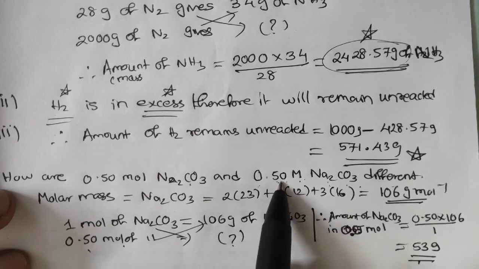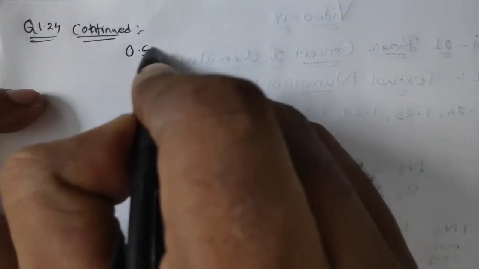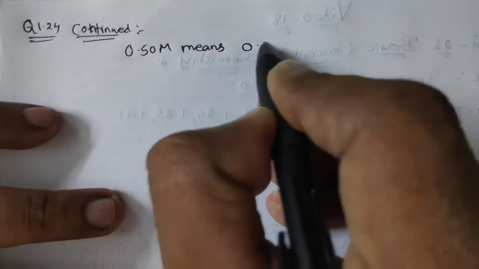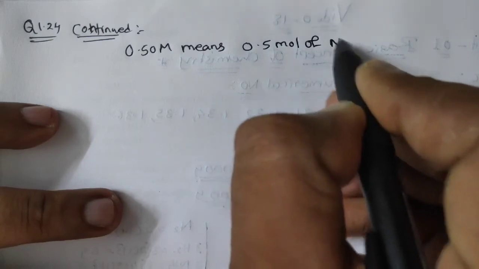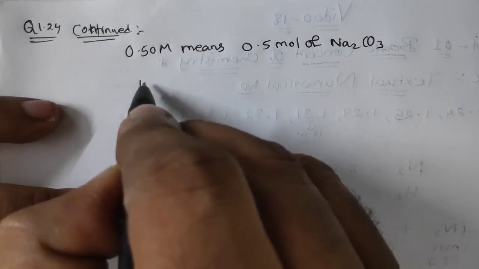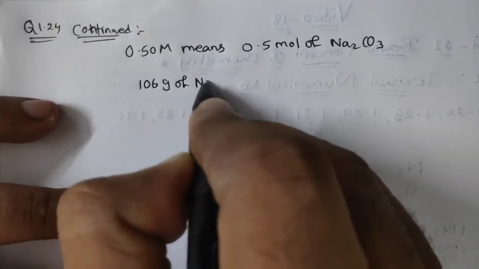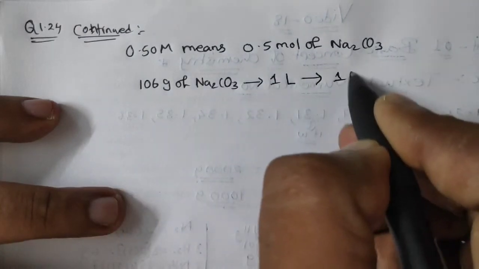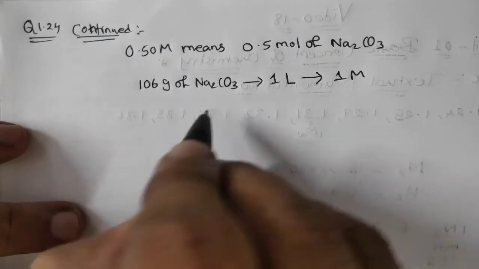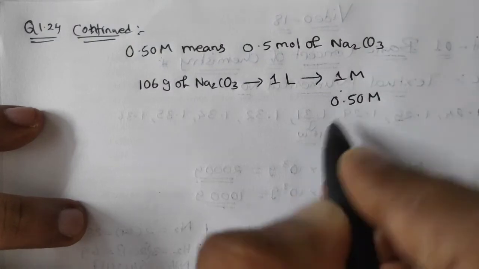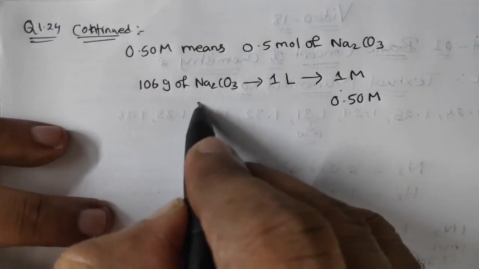Okay, now we are going to talk about 0.5 molar. When we talk about 0.50 molar, we can write 0.5 mole of Na2CO3. Understood? Or simply, if 106 gram of Na2CO3, which we found, is dissolved in 1 liter, it gives you a 1 molar solution. Understood? So if instead of 1 molar it is 0.50 molar, that will be equal to how much?